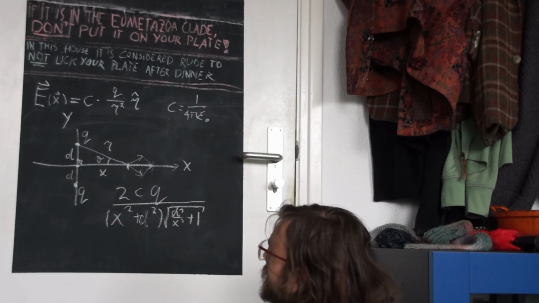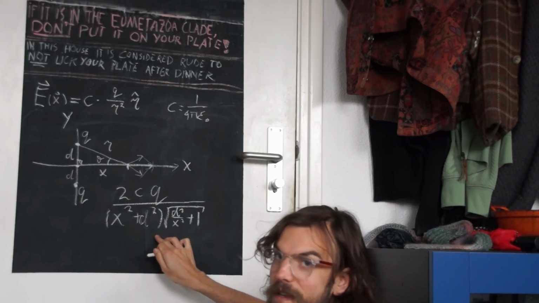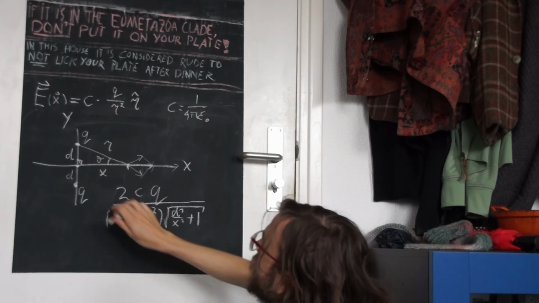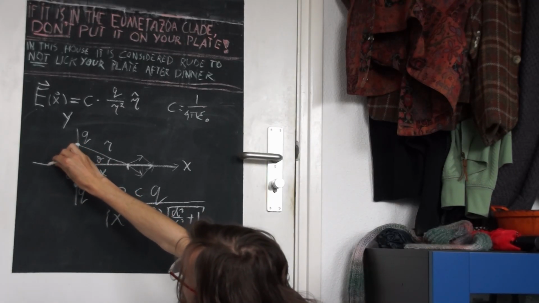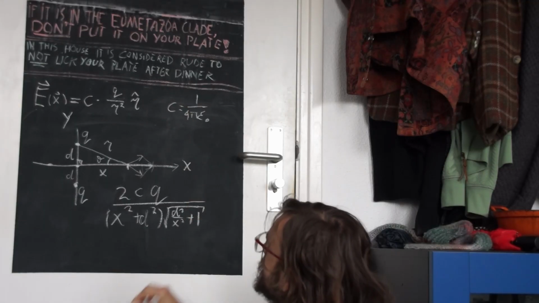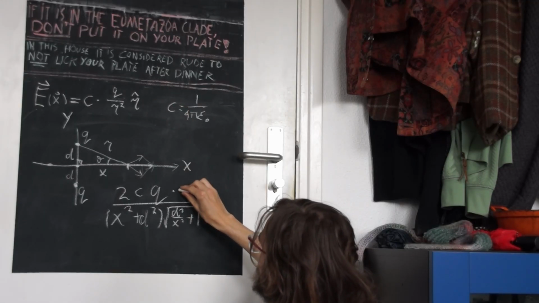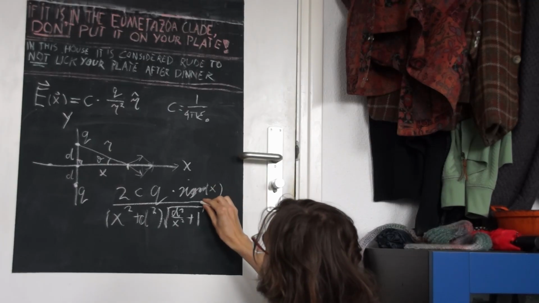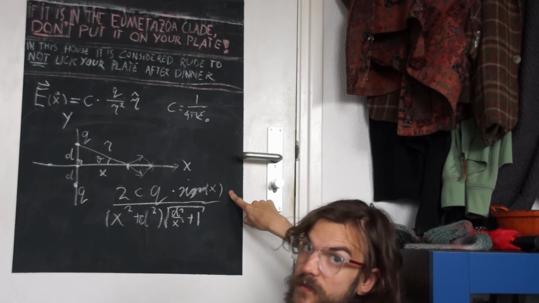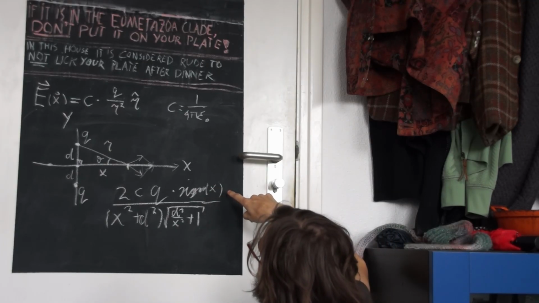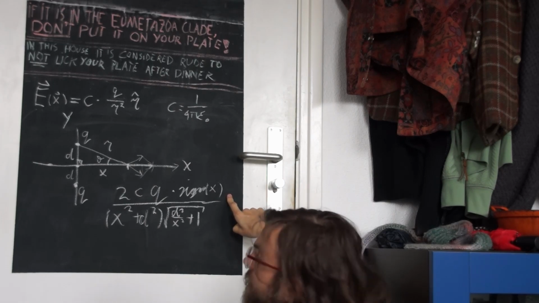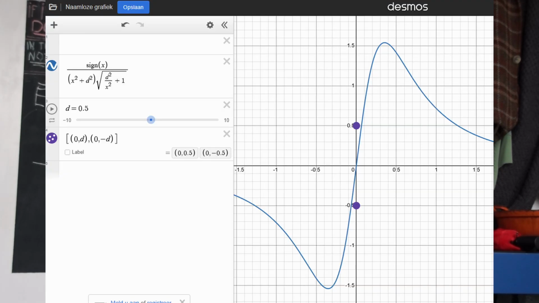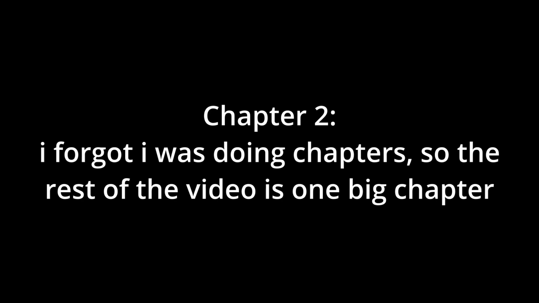Now this equation actually makes a mistake because it can only be positive, whereas if we are on this side of the axis, it has to be negative. So we have to also multiply it with the sign of x, and that's just a function that is 1 if x is positive and minus 1 if x is negative. And if we plug that into our calculator, I will show you what that graph looks like.